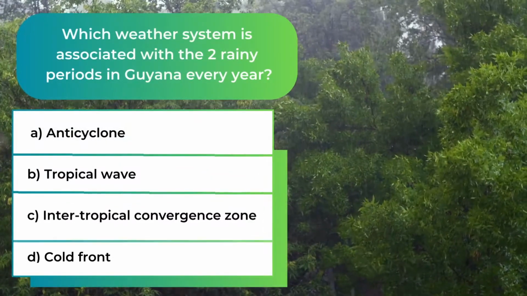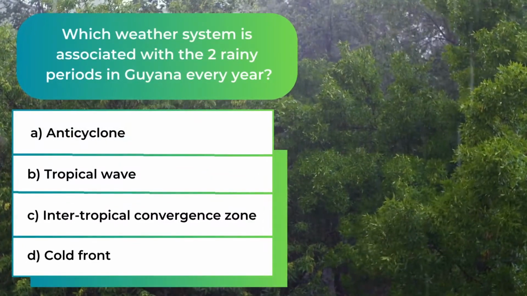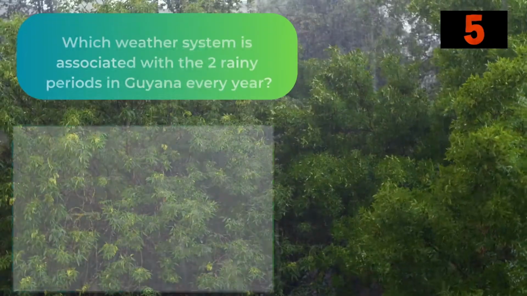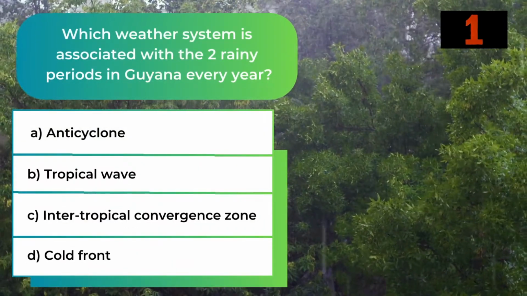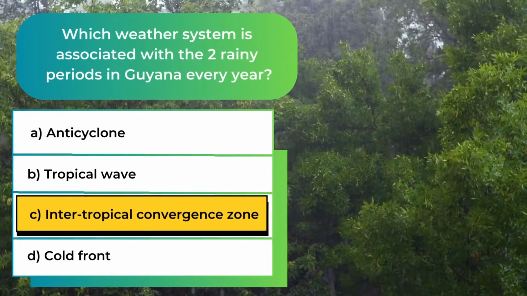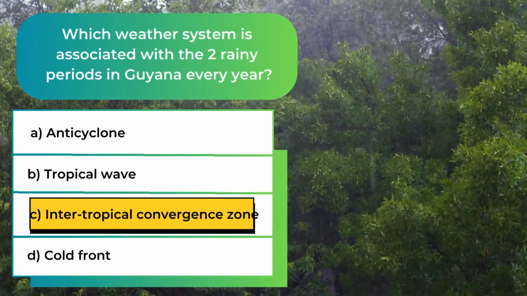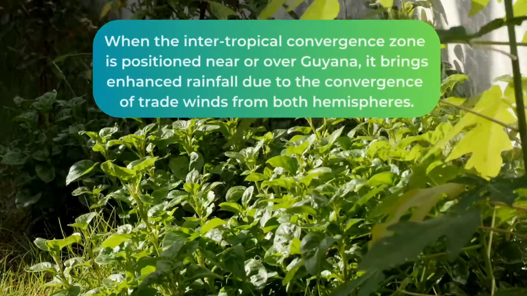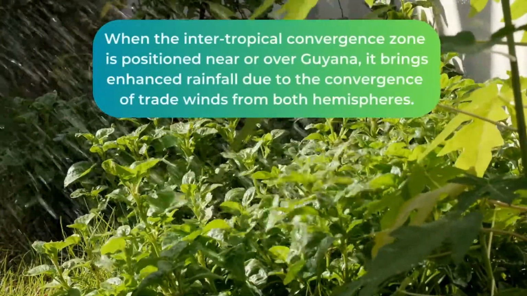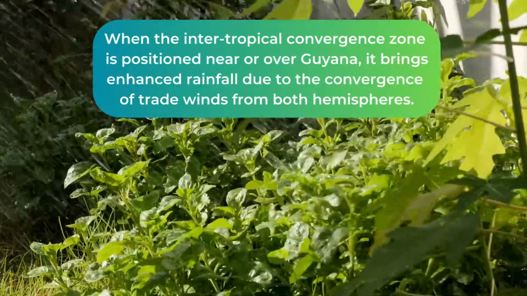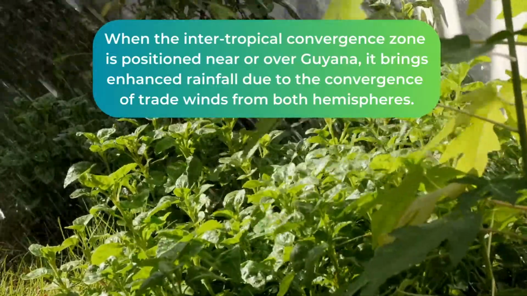Which weather system is associated with the two rainy periods in Guyana every year? The answer is C. Intertropical convergence zone. When the intertropical convergence zone is positioned near or over Guyana, it brings enhanced rainfall due to the convergence of trade winds from both hemispheres.